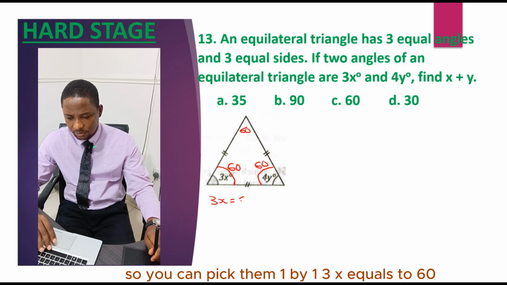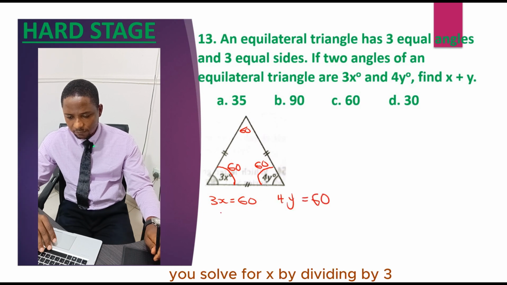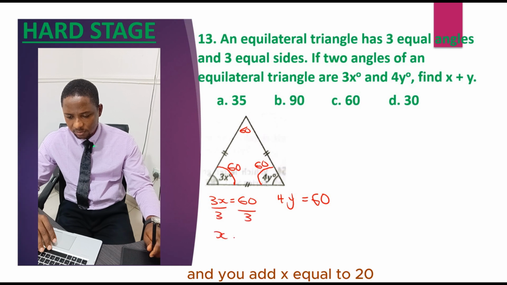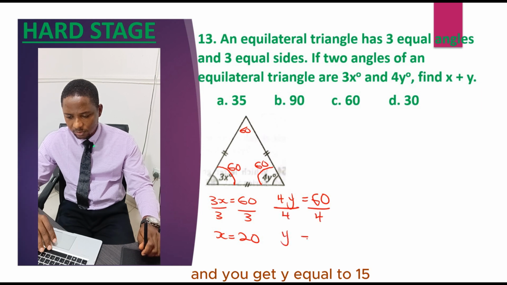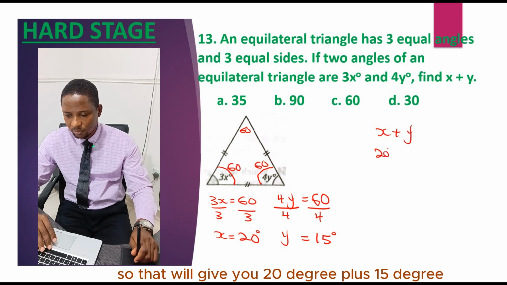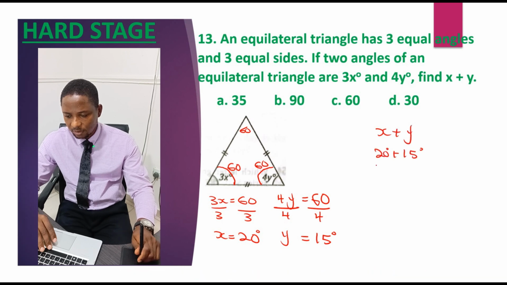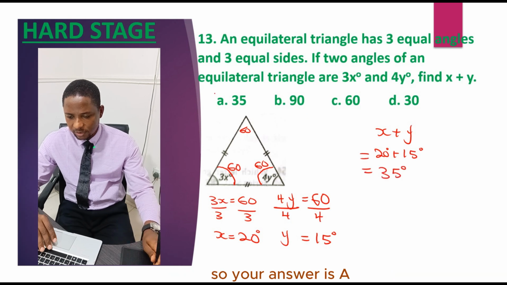3x equal to 60. Also 4y equal to 60. You solve for x by dividing by 3. And you have x equal to 20. You solve for y by dividing by 4. And you get y equal to 15. Now you have 15 degrees as y, x equal to 20 degrees, and the question asks for x plus y. So that will give you 20 degrees plus 15 degrees, and that would give you 35 degrees. So your answer is A.